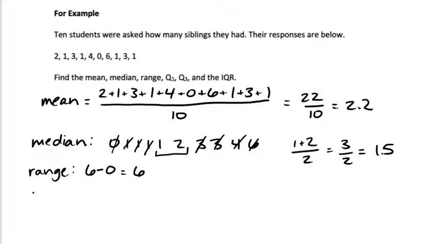Now to find Q1, I'm going to look at the median of the lower half of the data set. So I'm going to divide my data set into two equal halves. Each half will have 5 values in it. So the lower half is 0 and 4 ones. And finding the median of that data set, the median is 1. So Q1 is 1.